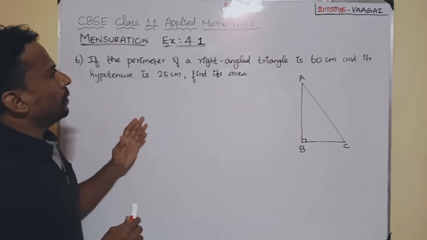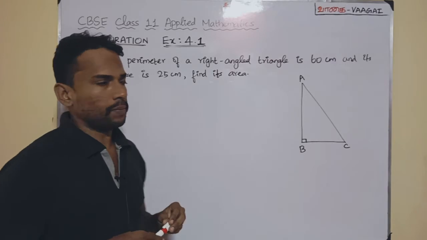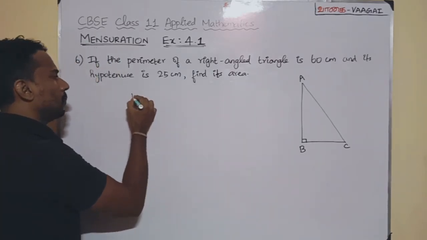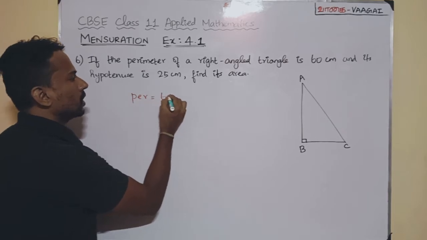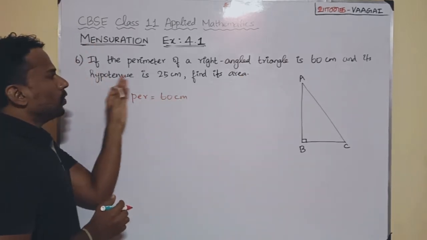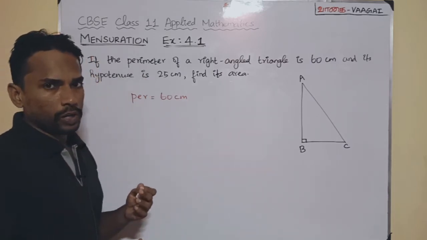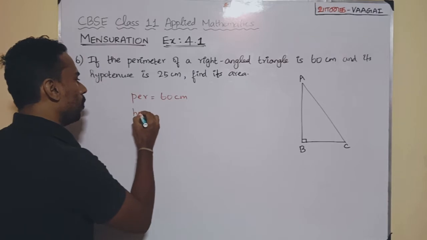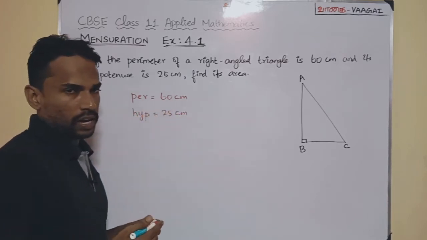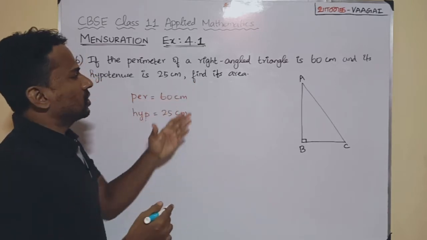If the perimeter of a right angle triangle is 60 centimeters, so they gave that there's a right angle triangle for which the perimeter is going to be 60 centimeters, and its hypotenuse is 25 centimeters. So they also gave the hypotenuse of this right angle triangle. Now finally what they asked here is to find its area.